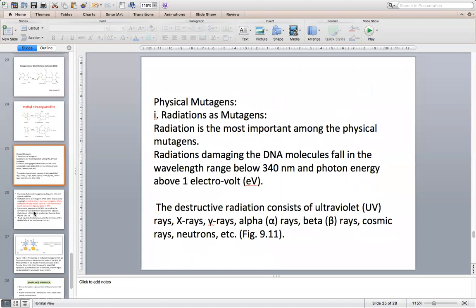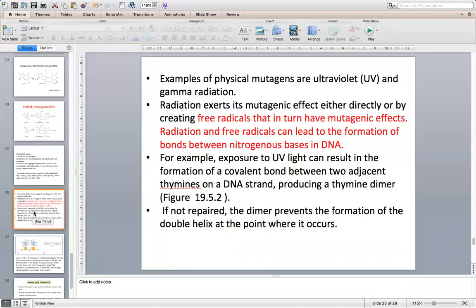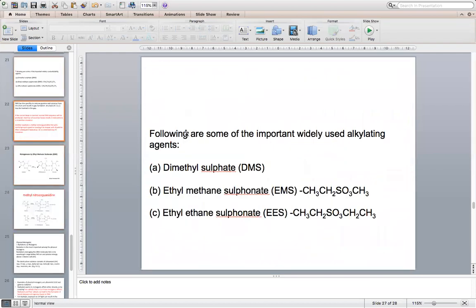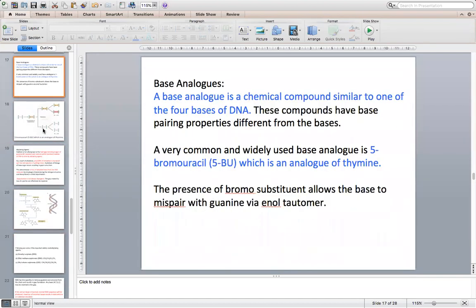We have also seen the physical mutagens, by which X-rays and gamma rays are mutagenic ones. We have also seen the formation of the thymine dimer. With this, I am completing today's class. If you have any doubts, kindly mail.